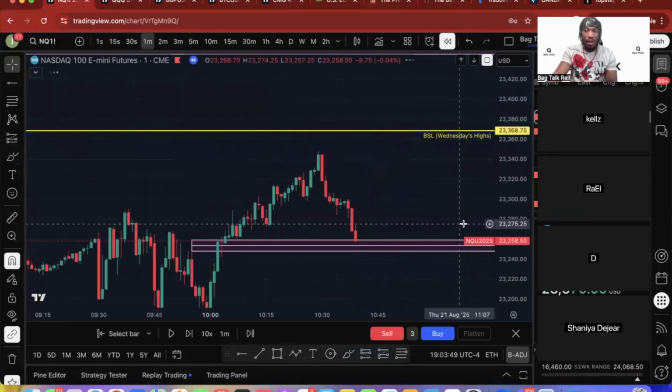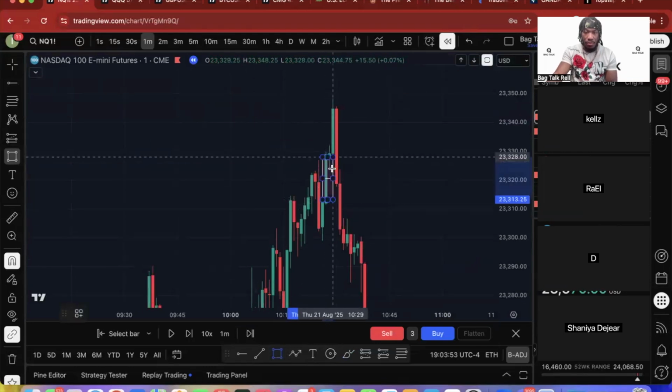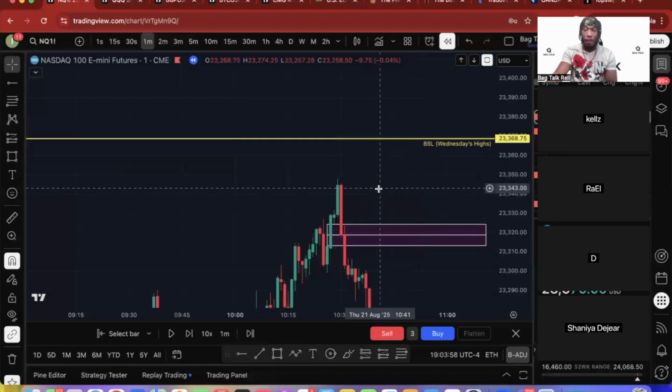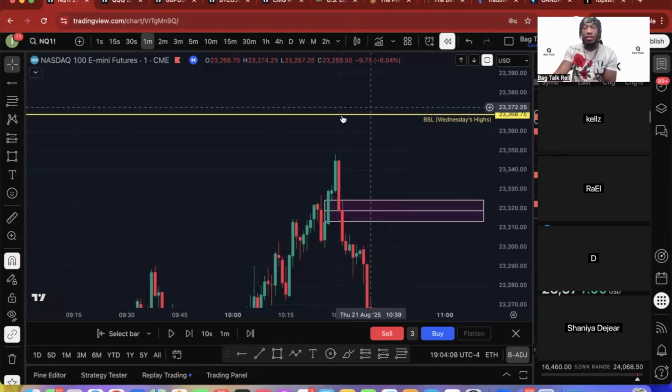The fact that we did not hold this fair value gap told me that we're not about to make it to the yellow line. That's what we built our if-then statement on. So that told me that the 5 minute is now going to have a deeper retracement to fake a lot of people out who were playing into Wednesday's highs.